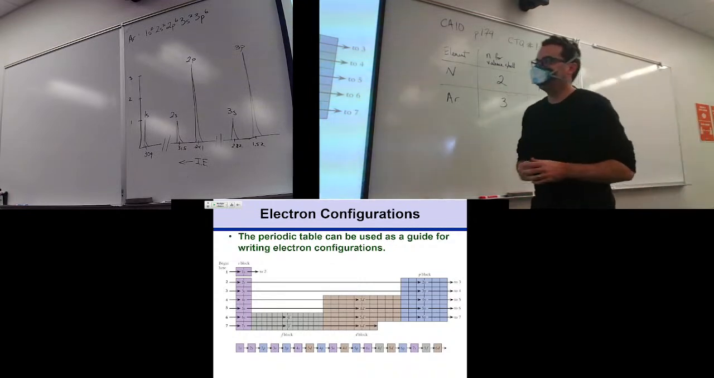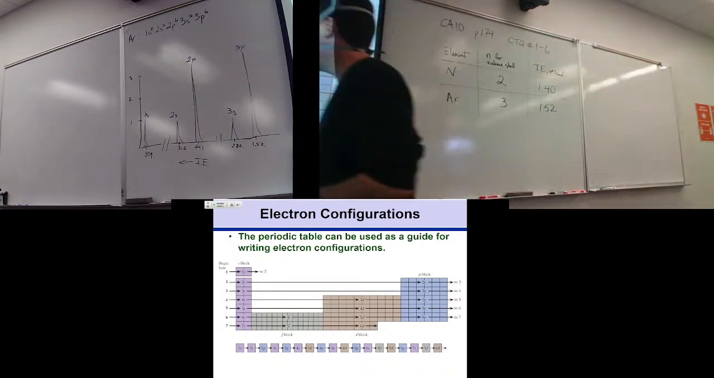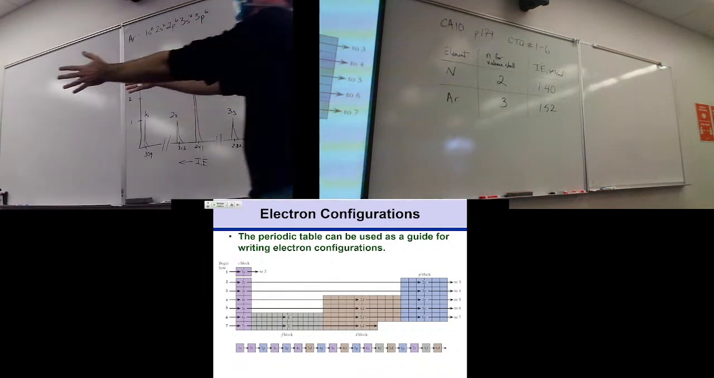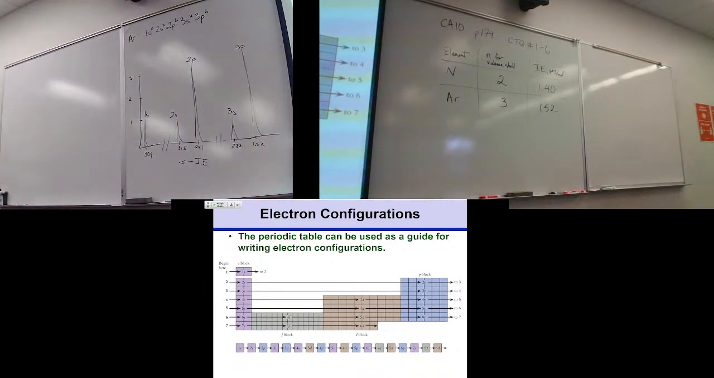What you're seeing here is a form of the periodic table where the lanthanides and actinides, this bottom 2 rows, have been inserted right here where they actually should go, right after 56, 57, 58 right here. These actually should be right here, but whatever.